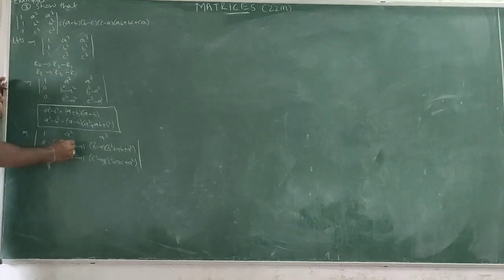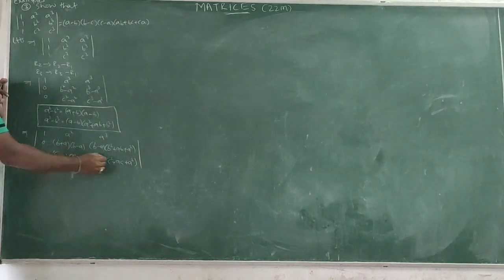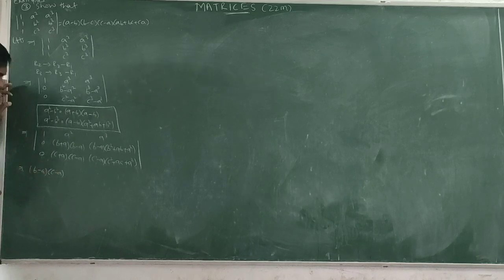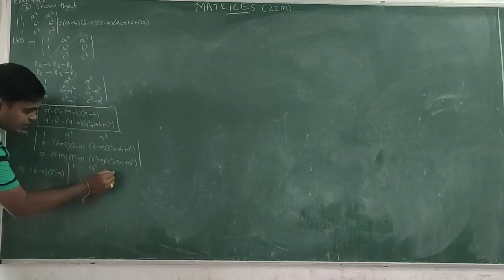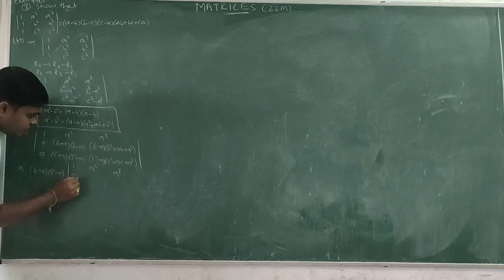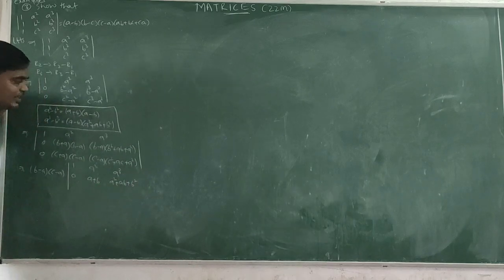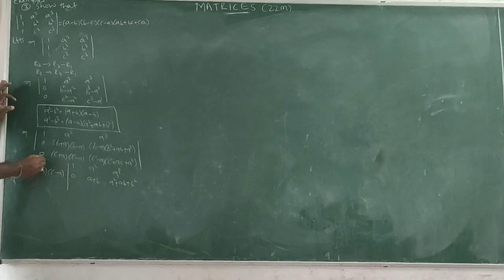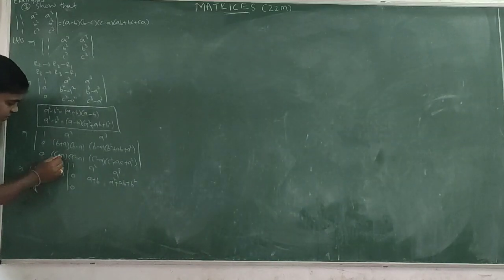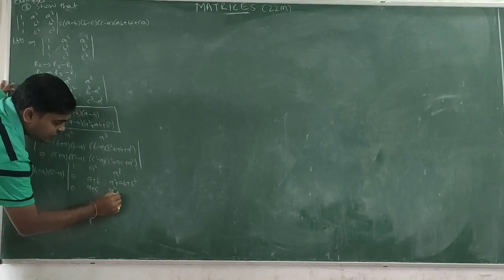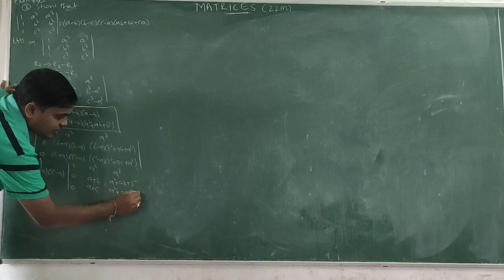Now if we observe, in this row b minus a is common, and in this row c minus a is common. So (b minus a)(c minus a) times the determinant: 1, a square, a cube; 0, a plus b, a square plus ab plus b square; 0, c plus a, a square plus ac plus c square. I want to write these in order.